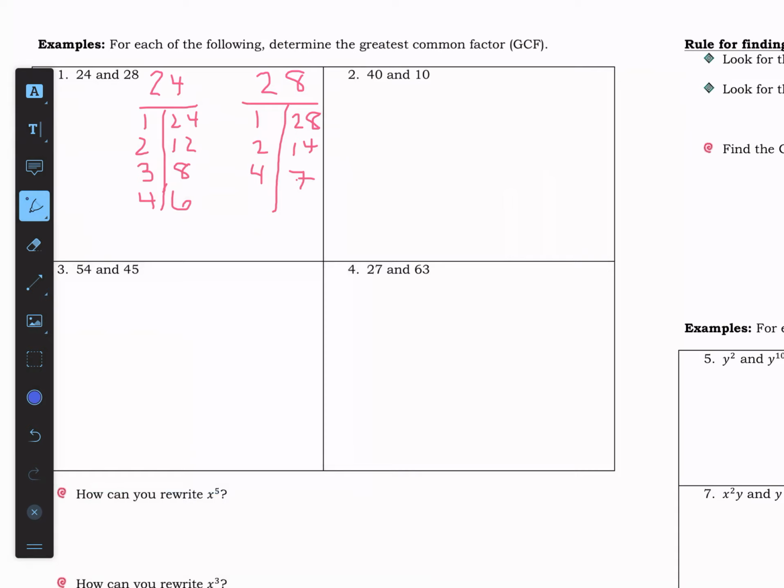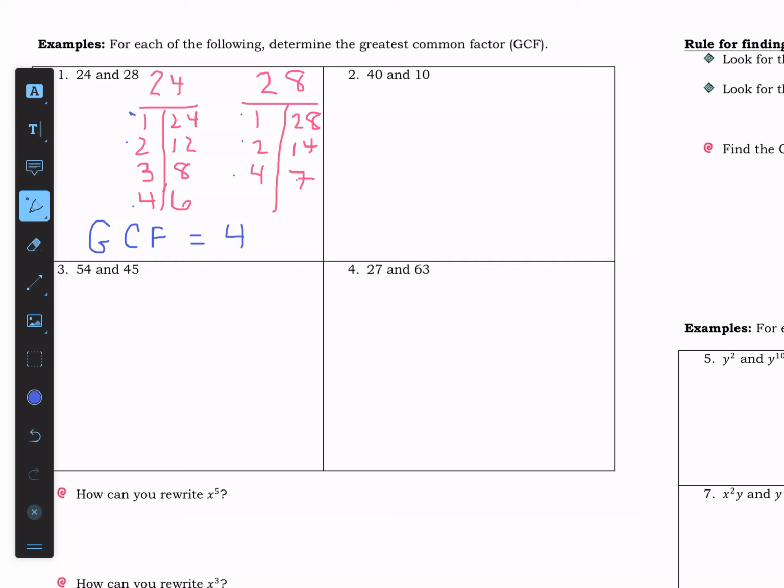Now first I'm just going to see who are our common factors. So the 1s, the 2, they both have 4, okay? So those are the numbers that they have in common, 1, 2, and 4. So the biggest one of that is 4. So our GCF is equal to 4, okay? That's it. That's all you have to do. That simple, okay?